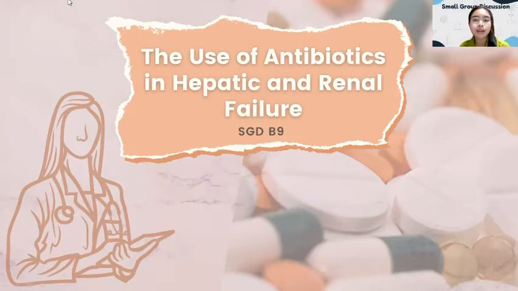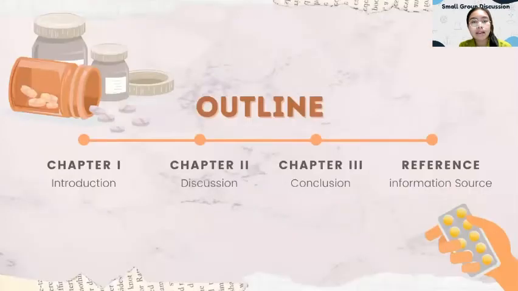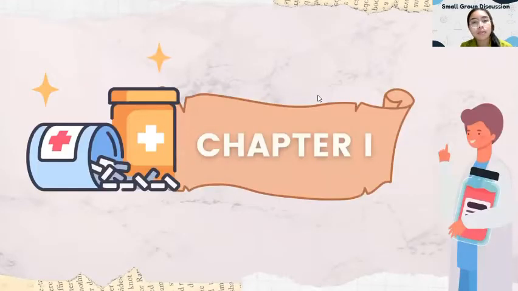Hello everyone, so we are from small group discussion B9, and now we want to explain our student project assessment, with the title The Use of Antibiotics and Hepatic and Renal Failure. And this is our student small group discussion member. And this is our outline for our student project. So first there's introduction, and then discussion, and then conclusion, and the last one is reference. Okay, start from chapter 1.